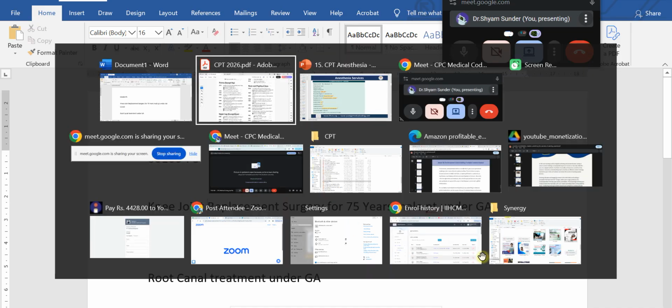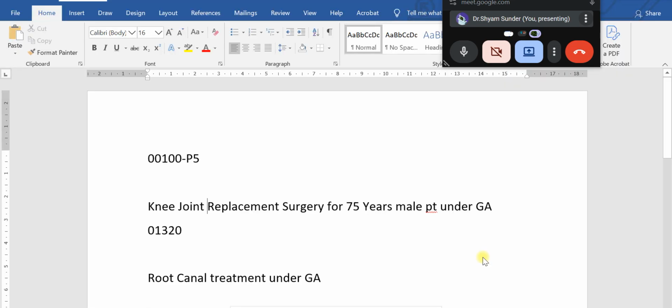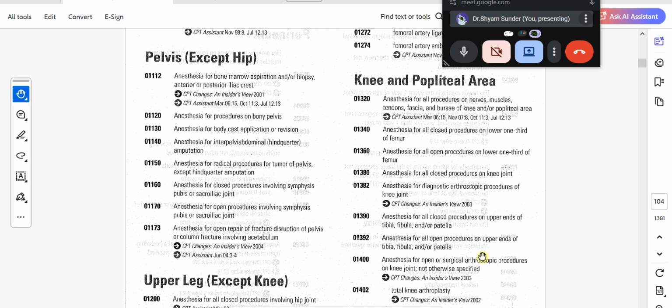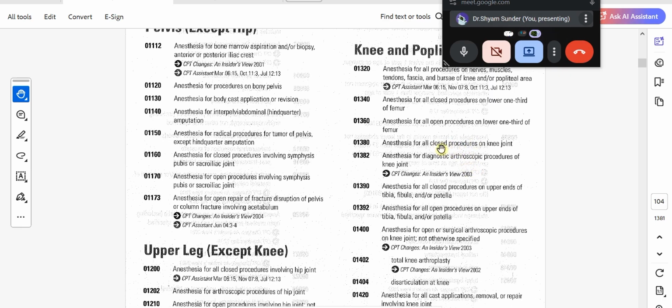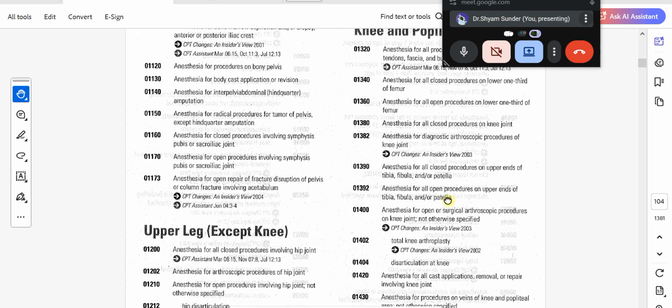Now you want to review your answer? This knee joint replacement. 01380. Yeah. Anesthesia for all closed procedures on knee joint. So it's a closed procedure. But when you do joint replacement, it becomes an open procedure. And so 99100 is also applicable here because the patient is over 70 years. Yes, that's an add-on code. Yes, very good. But what's your primary code from this series?